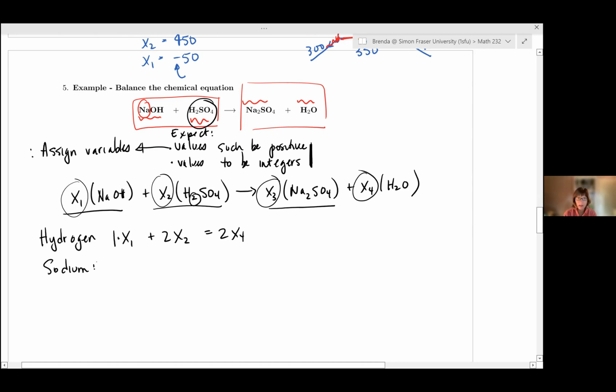Again, now's a good time. Now you've seen this example with hydrogen. There's 3 other things: sodium, sulfur, and oxygen. So what you could do is stop the video and just write out the other 3 equations. Then check that you did it like I did.